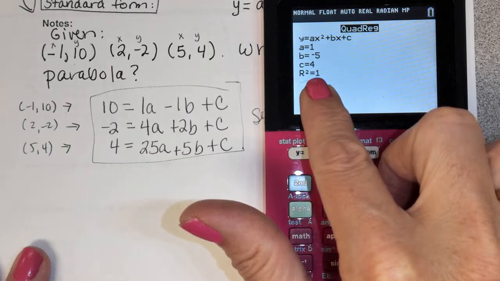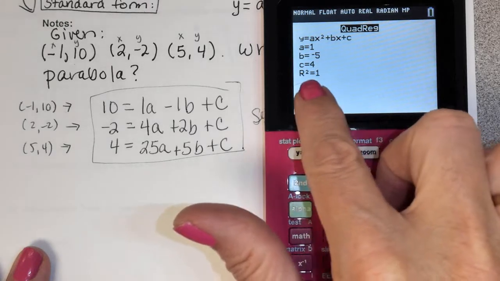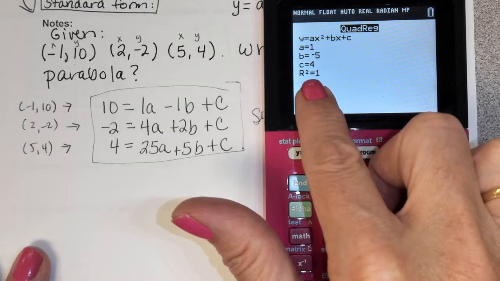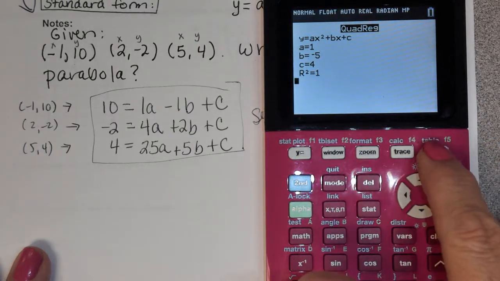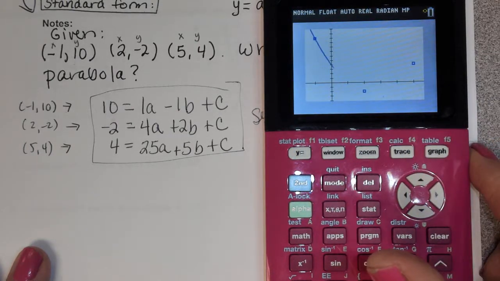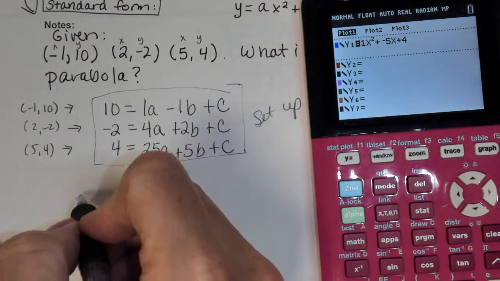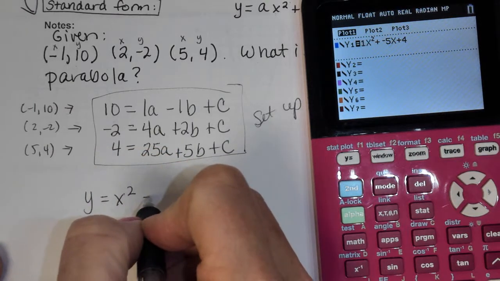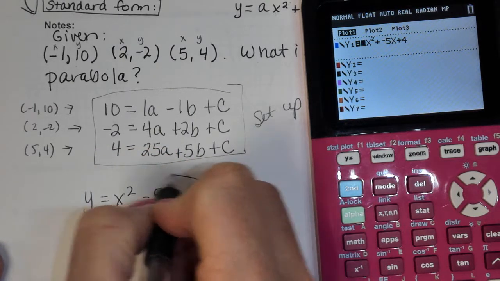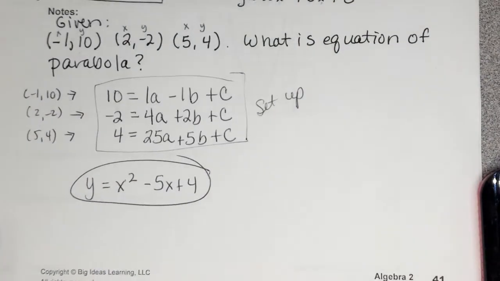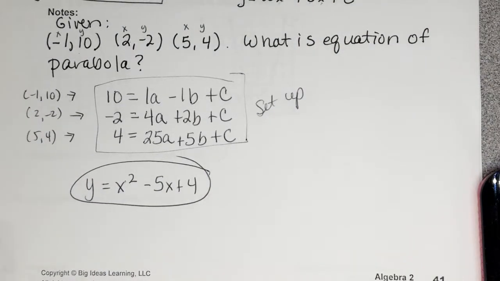Is it a good equation? Look at R squared. It's a perfect equation. Go ahead now and hit graph. Here's the parabola it came up with. See how it goes through those points perfectly? So that would be our quadratic regression, and we would just jot it down. It's y equals x squared minus 5x plus 4. So the only difference is we're doing the quadratic of best fit instead of the line of best fit.